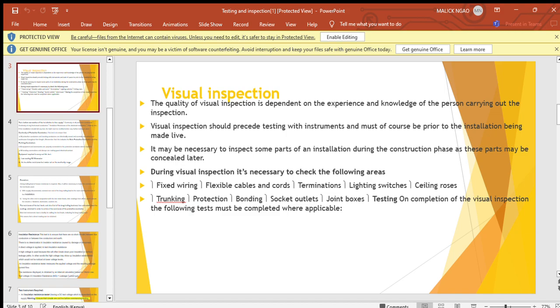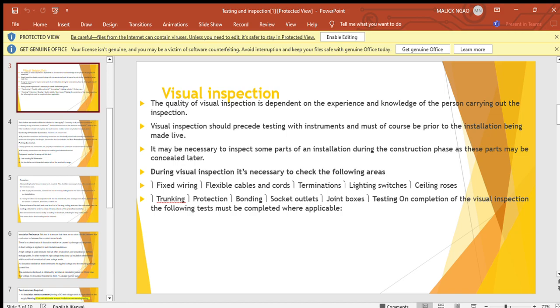It may be necessary to inspect some parts of an installation during the construction phase, as these parts may be concealed later. During visual inspection, it is necessary to check some areas where you need to use just your eyes. In these areas, we have fixed wiring, flexible cables, terminations, lighting, ceiling roses, trunking, protection. All those parts or accessories that you've installed, you have to carry out visual inspection.